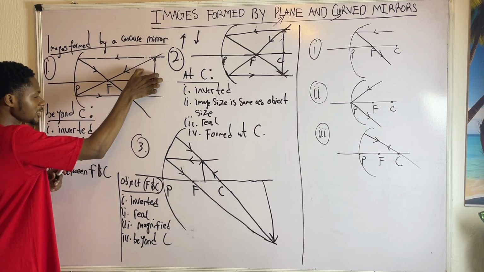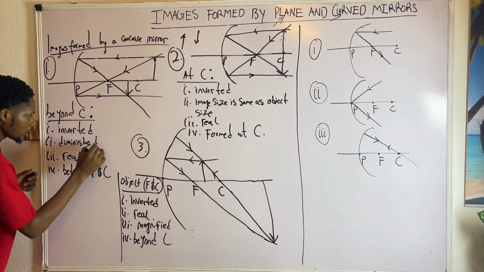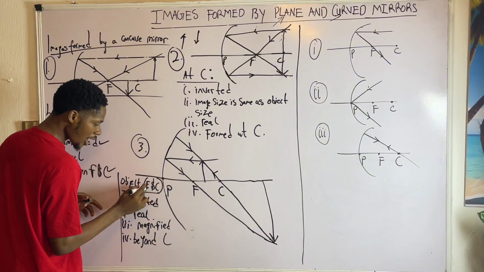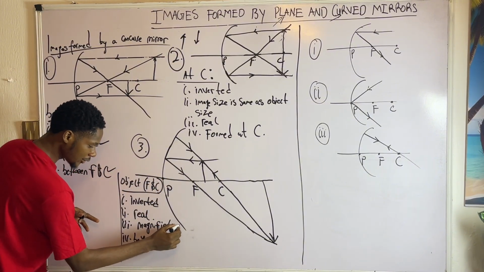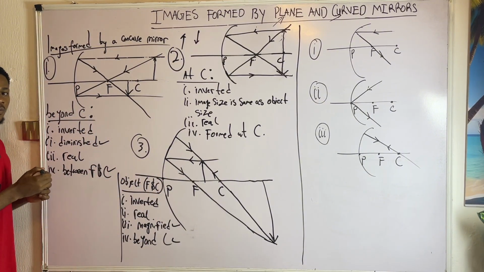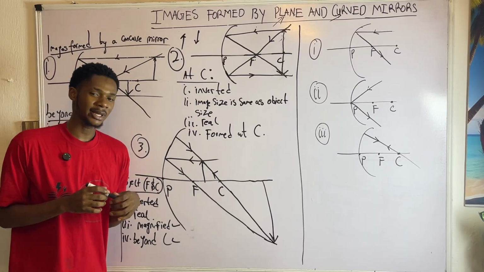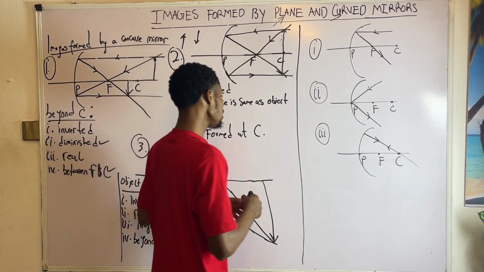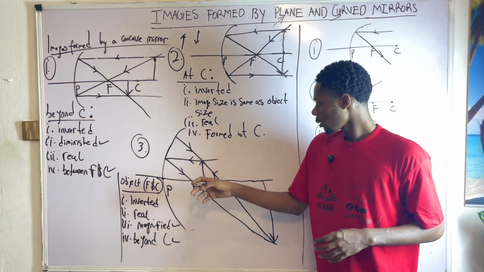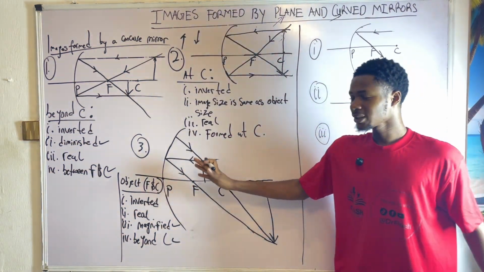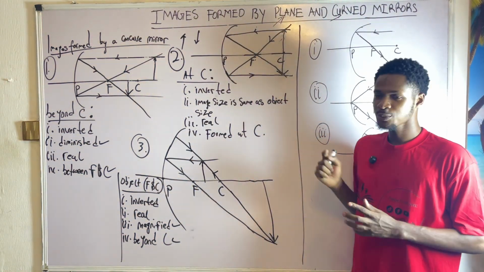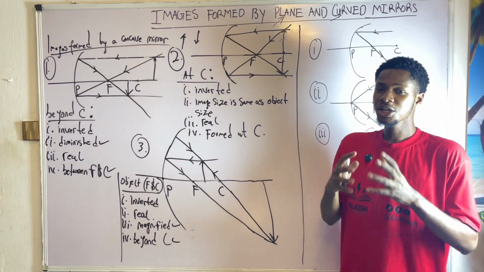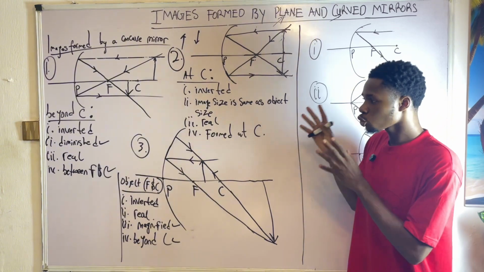Look at what I'm trying to say. When you place it beyond C, you get diminished, and you get between F and C. When you now place it between F and C, you get magnified, and beyond C, the opposite. Okay, trust me, you're going to understand this one better by the time you practice more problems. So for this particular one, it is placed between F and C, and this is the property of the image that is being formed. Take note of this particular trick because most examiners will ask you, e.g. JAMB examiners. So take note of this.